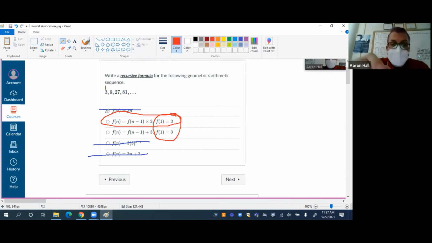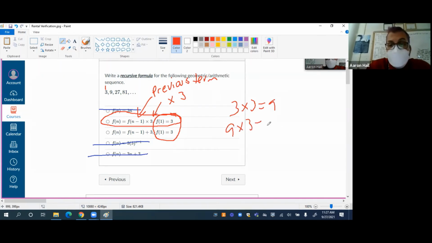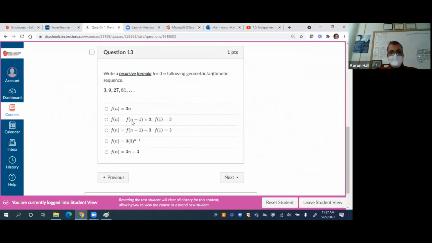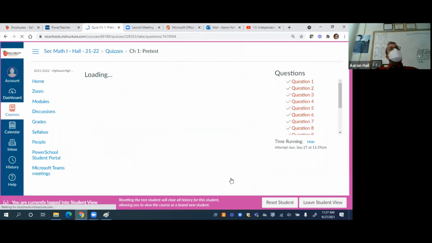It says right here, this actually says previous term, and then times 3. So our previous term is 3, times 3 gives us 9. Now our previous term is 9. 9 times 3 gives us 27. Now our previous term is 27. 27 times 3 is 81. So that's our recursive formula for finding our sequence. Cool. Okay, so the answer has to be this. Let's go back. Previous term times 3, and our first term is 3. So go click on that one, go to the next one. Question? Yes.